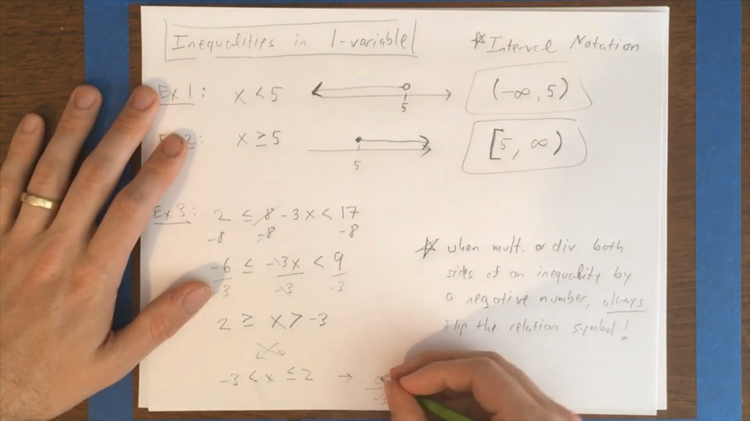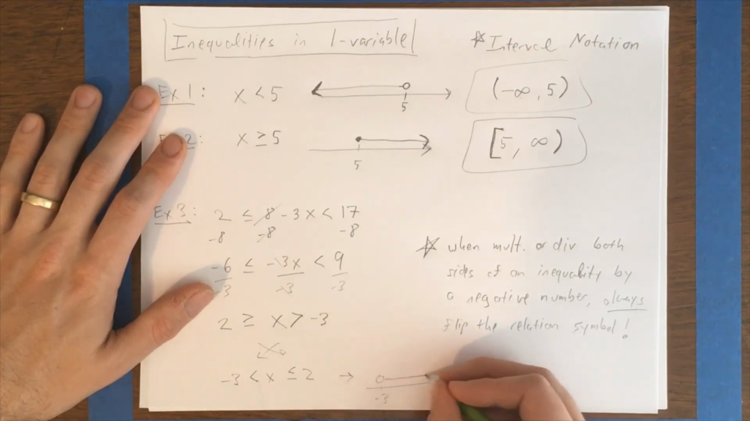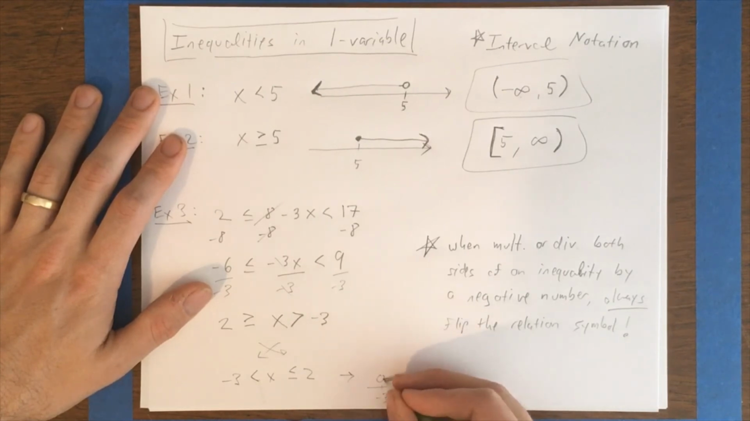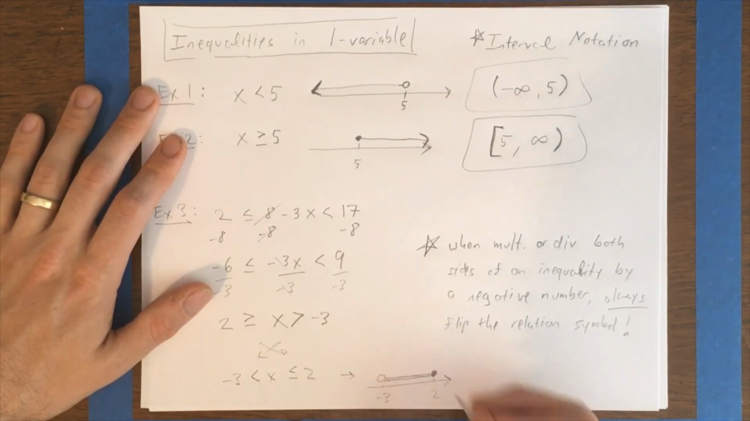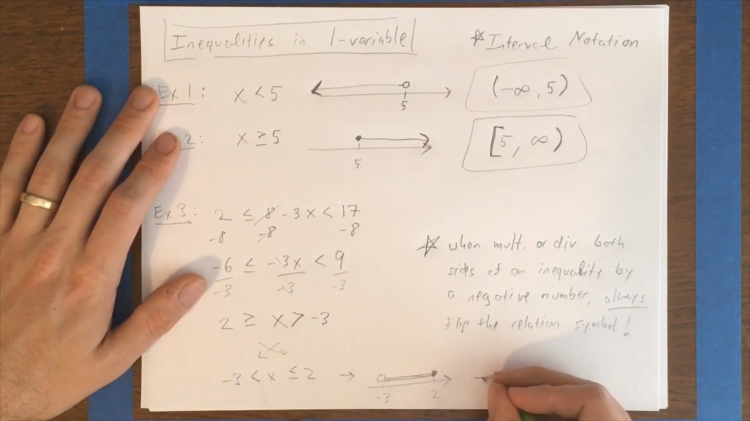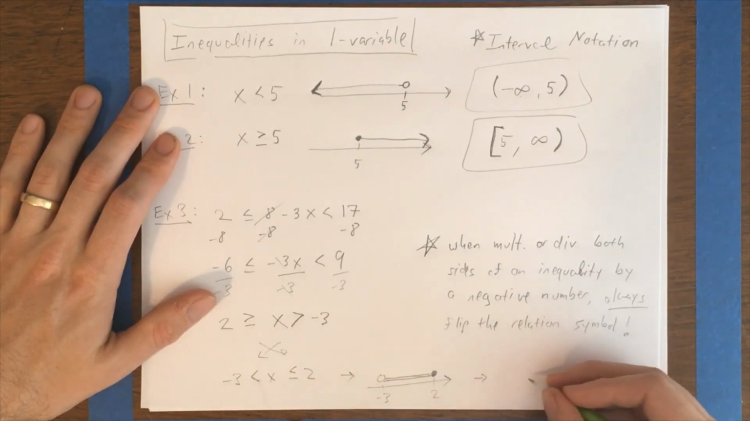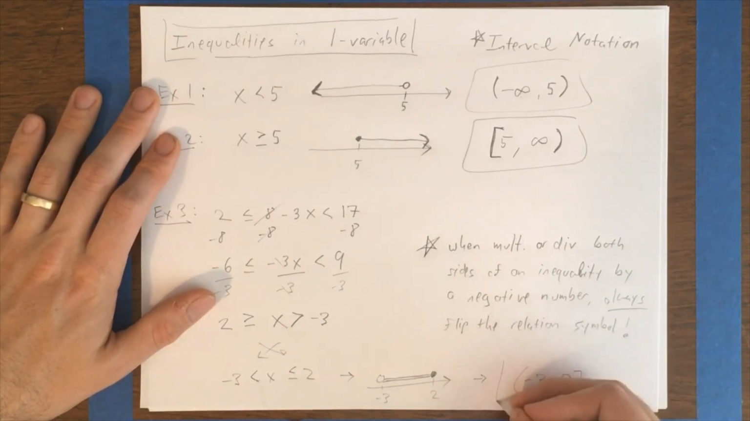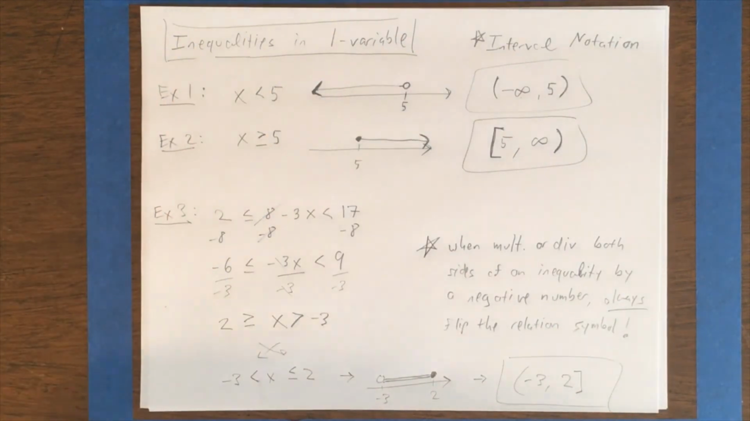They'll be in that order. It'll be open here at negative 3, and then we'll fill in all the way until we get to 2, and then it'll be closed. Okay, so that's what the number line graph looks like. And then the interval notation is negative 3 comma 2, and we're not allowing equal to negative 3, right? But we are allowing it to equal positive 2. So that is our solution to that inequality.